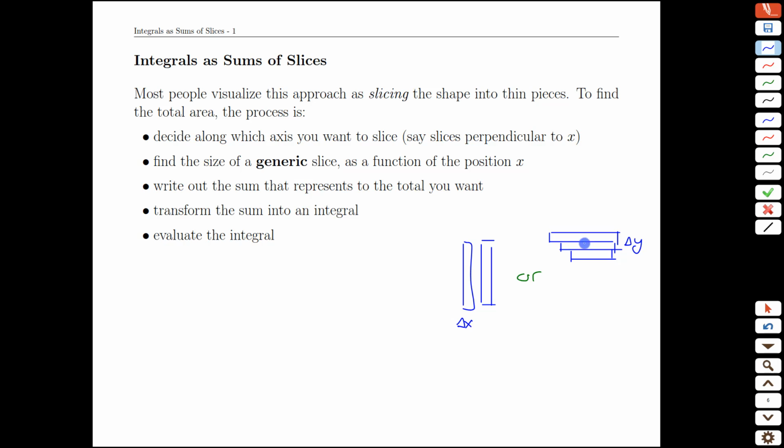Once we've decided on our direction of slicing, we try to find the size of a generic slice, and that can be either the height of the shape, in this case the height of the rectangles if we're slicing this way, or the width if we're slicing horizontally. We then write out a sum that represents the total as we add up all of the different rectangles, turn that into an integral, which is usually the easy part, and then evaluate the integral, which can be hard or easy depending on the formula we ended up with.